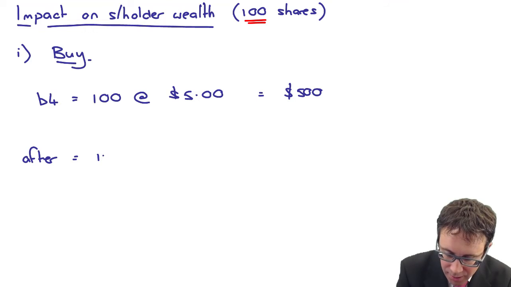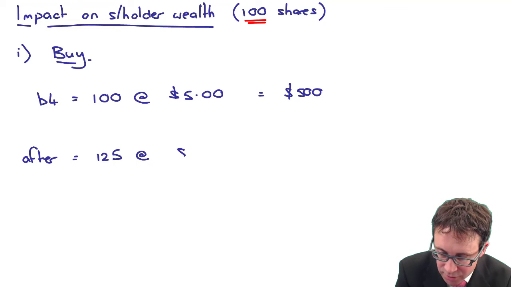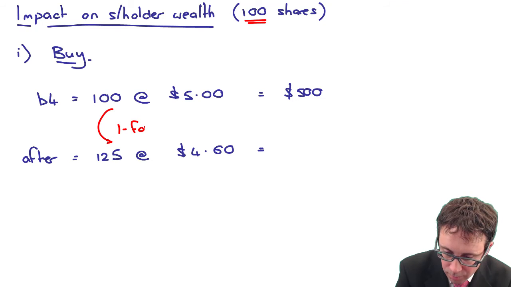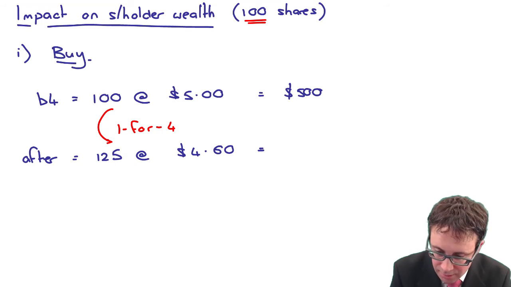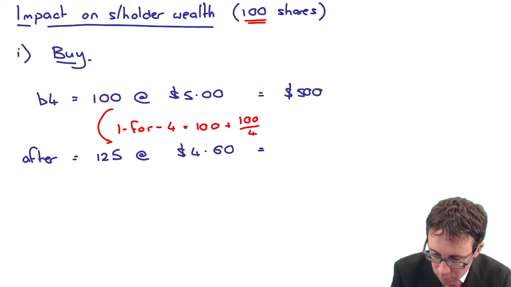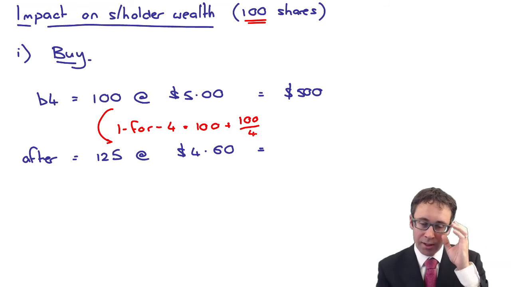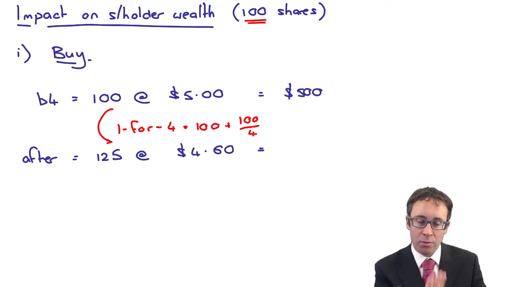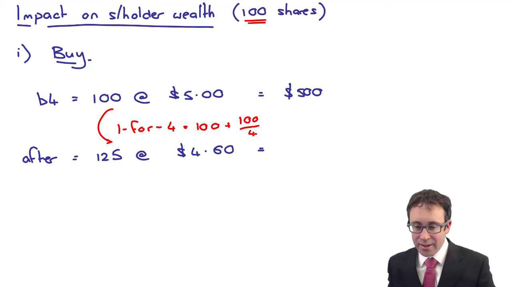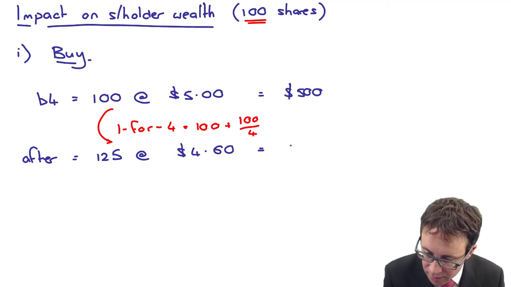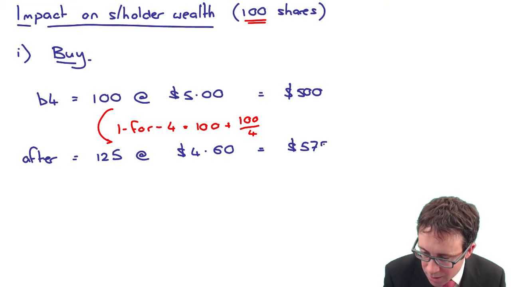Because what happens after is you now have 125 shares at $4.60, isn't there? Because remember, it's 1 for 4, isn't it? So it's 100 plus 100 divided by 4. So for every 4, you get 1. If you divide it by 4, multiply by 1, you work out the number of extra shares. If I tap that into my calculator, that gives you 575. You think, well, hang on a minute, Chris, you're talking nonsense again.